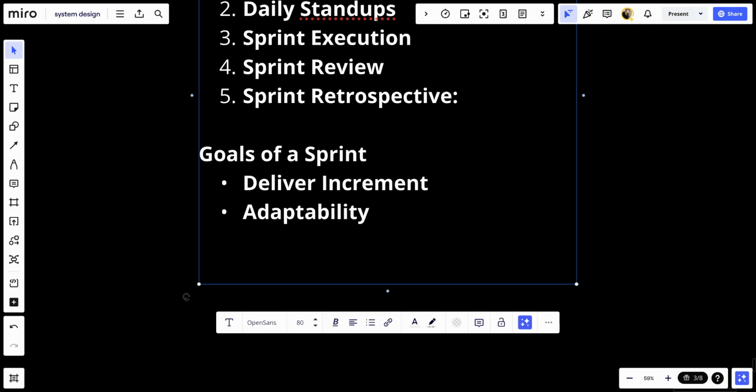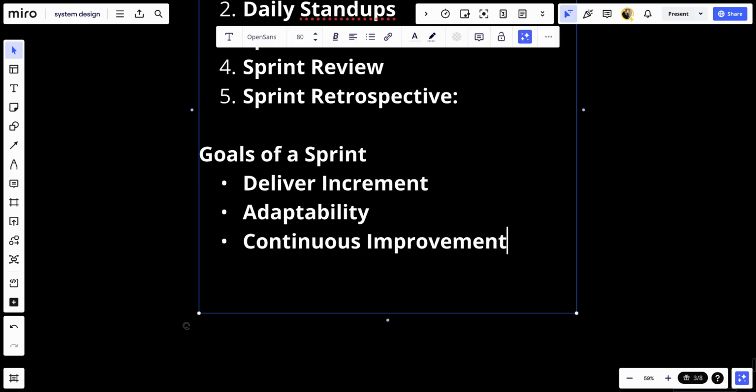Number two, adaptability. By working in short iterations, the team can frequently adjust to changes in requirements and feedback, ensuring the product evolves in alignment with user needs and market conditions.